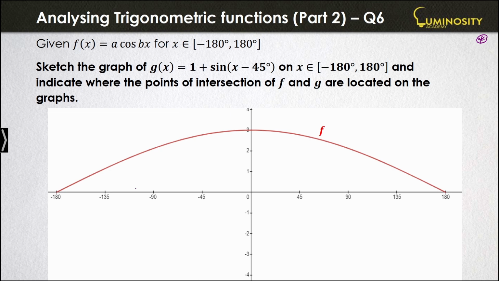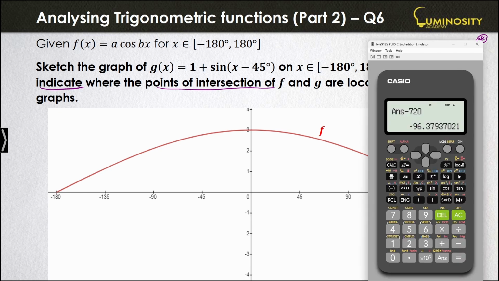Okay, so now you want to sketch the graph of g of x equals 1 plus sine of x minus 45 degrees on that same interval. And then it says, indicate where the points of intersection are located. So they're not asking you to find the points of intersection, but rather just indicate it on the graph. Where is it? Okay, so let's bring up our table here.